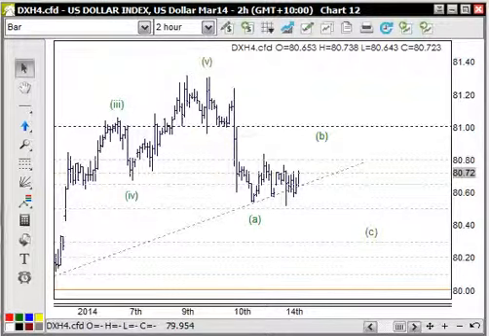Welcome, and here we're looking at the US dollar. The US dollar and the euro at the moment are probably not the better trades out there. There's some better cross-currency pairs, but we'll look at this anyway.